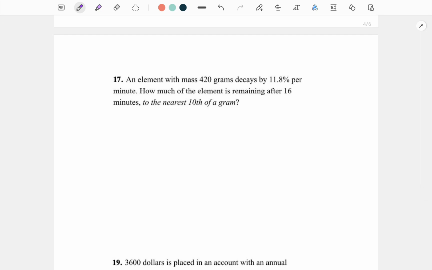So the same steps, so I'm going to write my function. This is decaying, so I'm going to use the one with the minus in it. And 420 is my initial amount. My rate is 11.8%, and time is 16 minutes. If you're wondering how I'm doing this so fast, my initial amount's usually in the beginning of the question. My rate is always that percent. And time is always going to be minutes, days, months, weeks, whatever time is, okay?